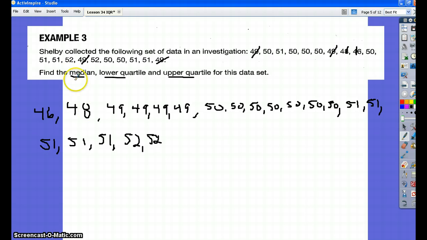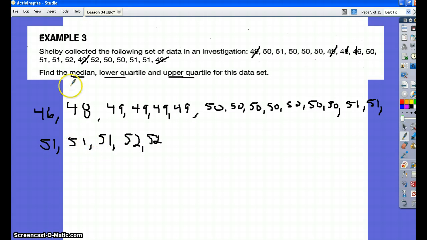So I think it's always good to double check. So there's 1, 2, 3, 4, 5, 6, 7, 8, 9, 10, 11, 12, 13, 14, 15, 16, 17, 18, 19, 20. Okay, so therefore the data matches up.